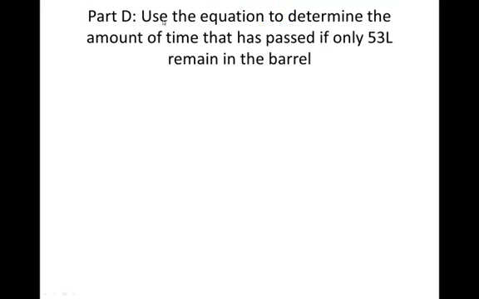Alright, so part D says use the equation. Again, I'm going to rewrite my equation. The equation that I've been using is V equals 100 minus 5t, to determine the amount of time that has passed if only 53 liters remain in the barrel. I'm going to get my highlighter out again. It says to determine the amount of time, so back to this formula, this T, I don't know what it is because I have to determine the amount of time.